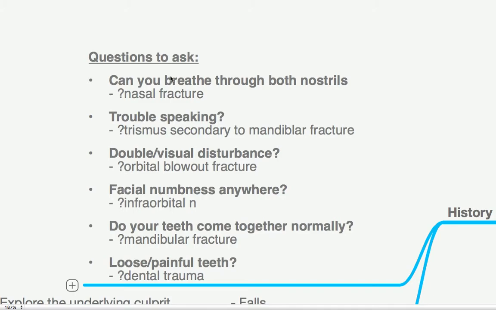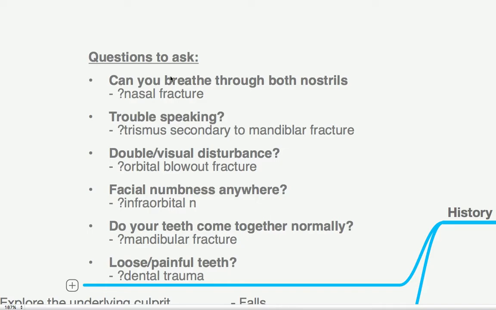Are they having trouble speaking? This may be due to a kind of locked jaw because of trismus, and that may be secondary to, for example, a mandibular fracture. Is there any double vision or visual disturbance? There may be damage to the eye itself, or a blowout fracture with tethering of the inferior rectus muscle. Is there any facial numbness anywhere?